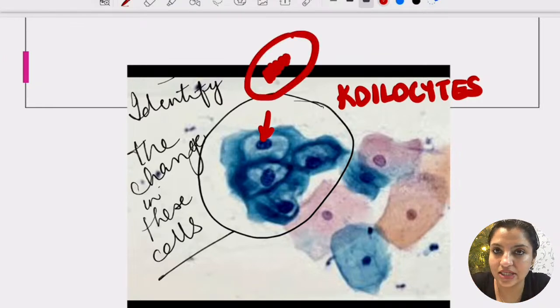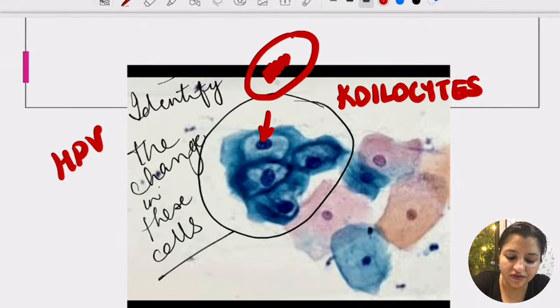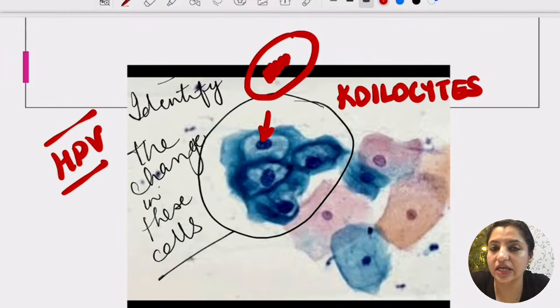So this is what is called coilocytes. They are very typical of HPV infections. So this is HPV. They can give you HPV in any form. You have to remember these are coilocytes. So HPV infected cells in the pap smear are coilocytes.